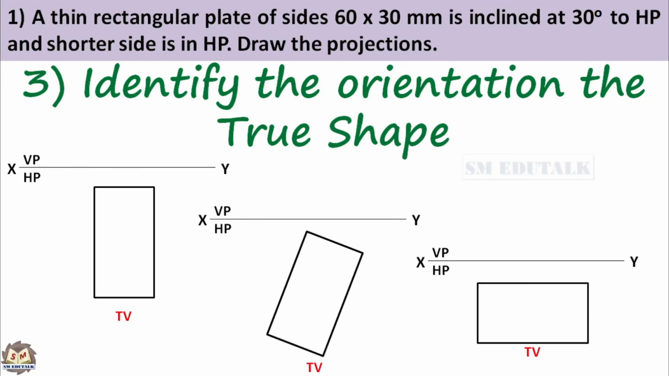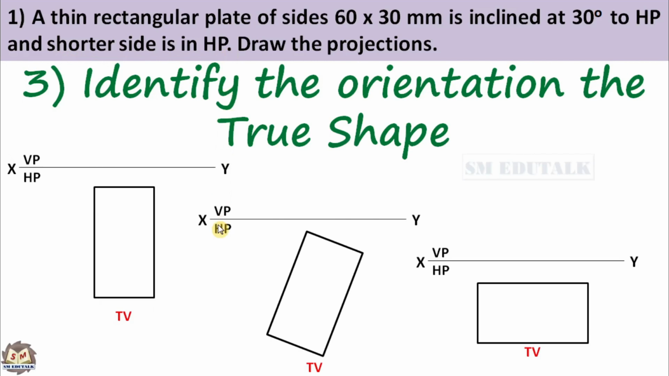To decide this, refer to the contact entity of the object and the reference plane. Is it a corner point or an edge? It is given as a side is in HP. Side or edge both are same, but there are two sides in the rectangle. One is the shorter side and another one is the longer side. Which one to choose? Again, refer to the question. It is given as shorter side is in HP.